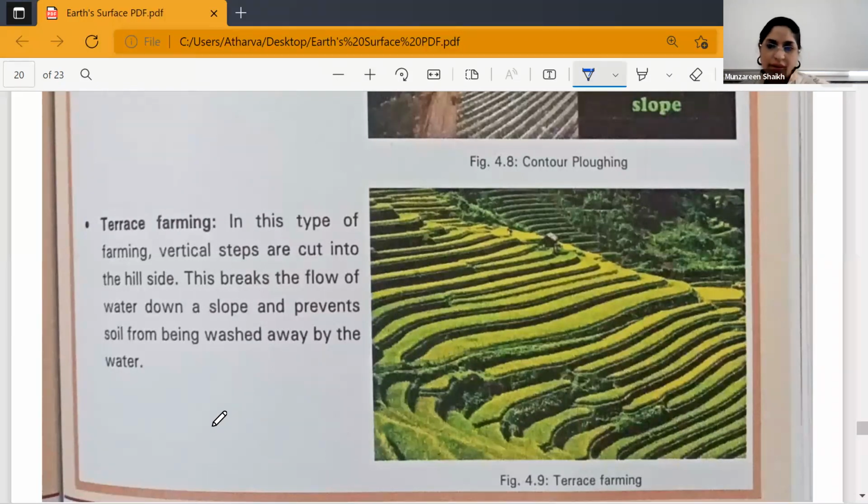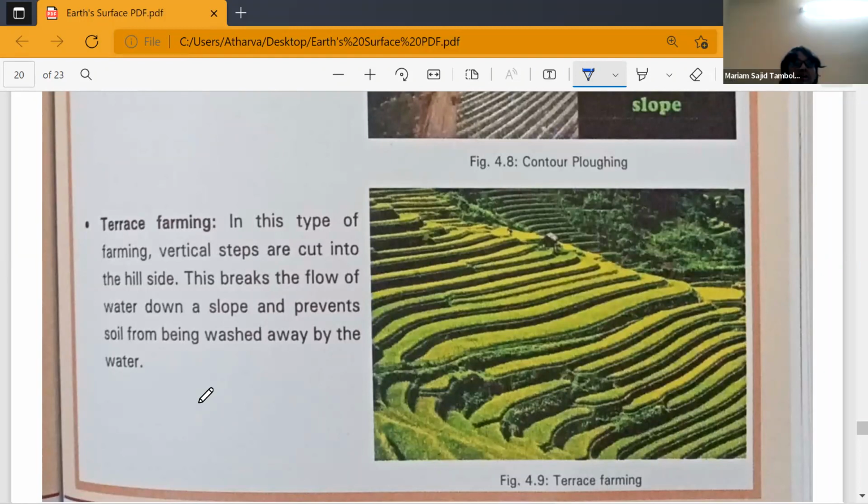Can you see the image, children? Yes, ma'am. Okay, so in this type of farming, vertical steps are cut into the hilly side. Can you see vertical steps have been cut in the hilly region? And why do they do this? They do this because it breaks the flow of water down a slope and prevents soil from being washed away by the water. This is one of the methods which they use so that they preserve the soil and avoid soil erosion.